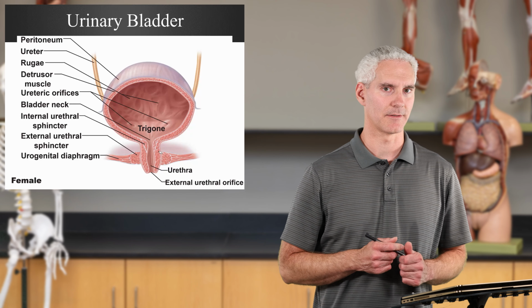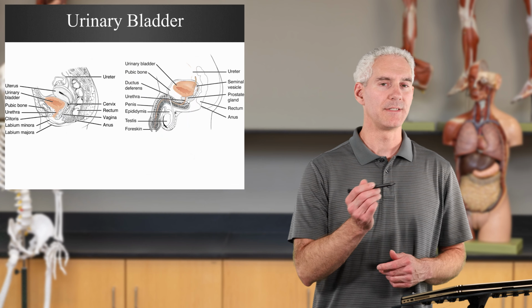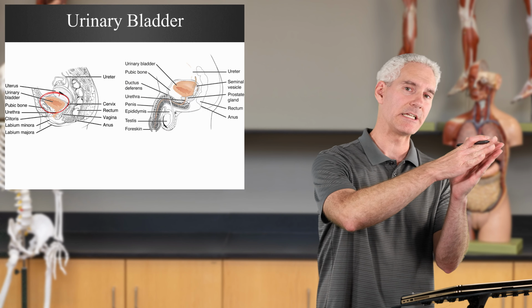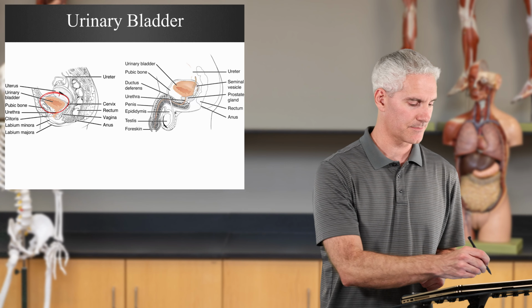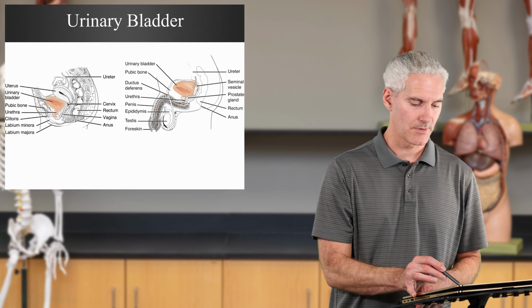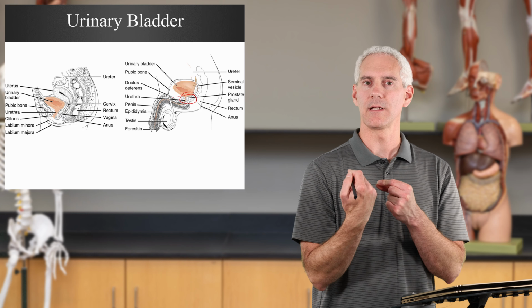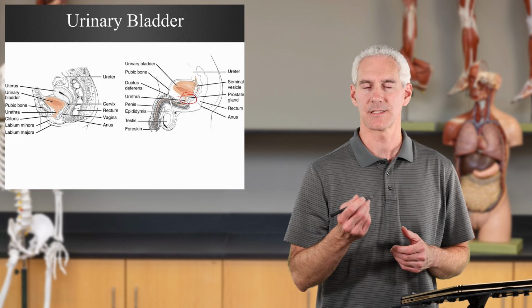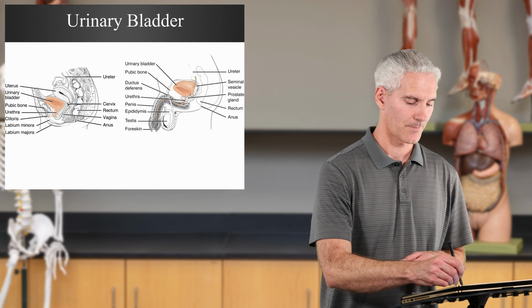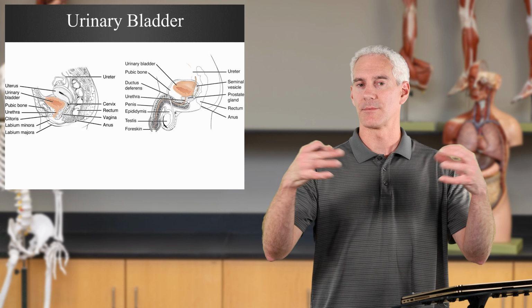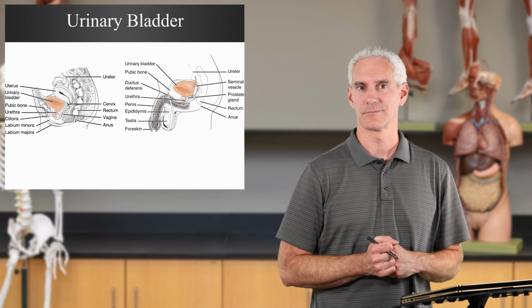have the trigone area. Remember the differences, slightly, was the female side, a little bit of an anterior shift because of the uterus. And the male system, you had the prostate gland circling around the opening of the urinary bladder on the inferior side, so the very bottom. Otherwise, urinary bladder functions the same way. Urine comes in, it's stored, urine goes out, and that's it.